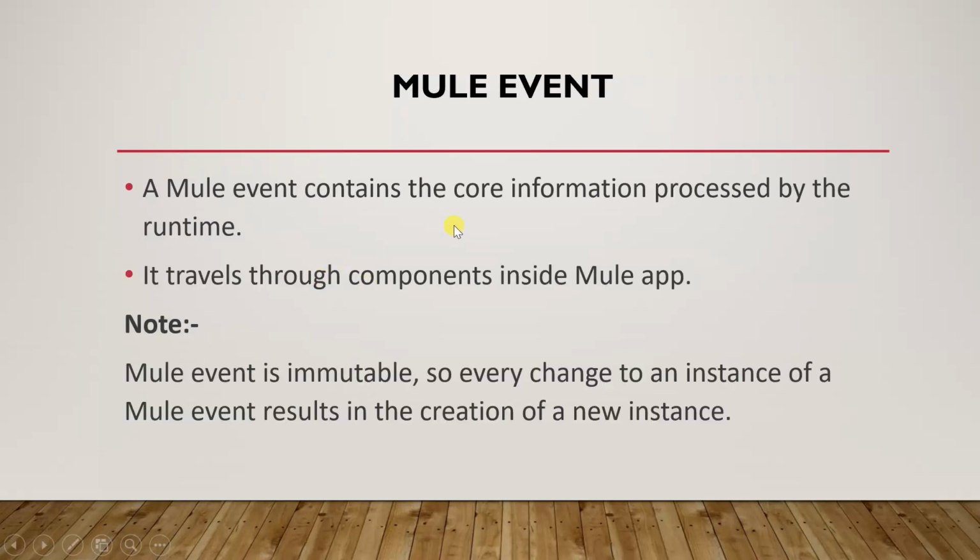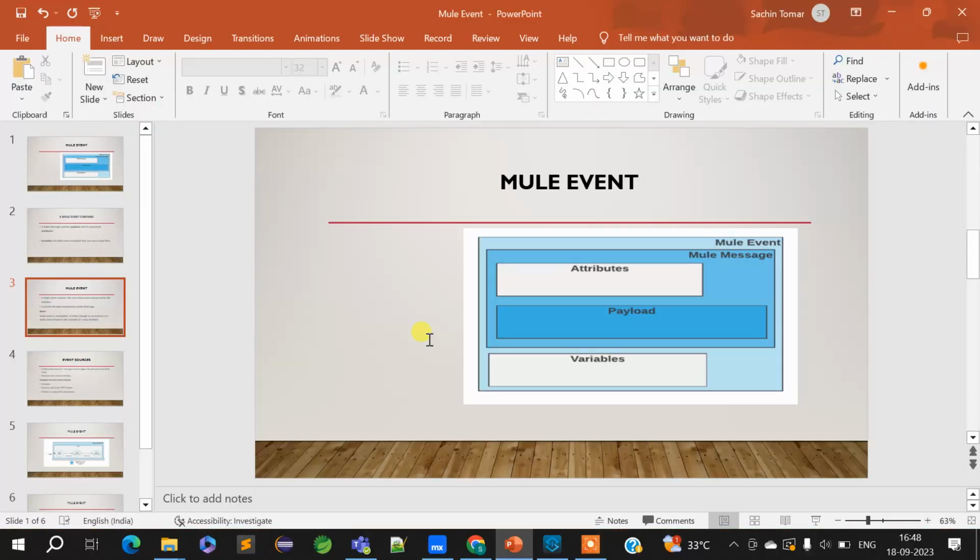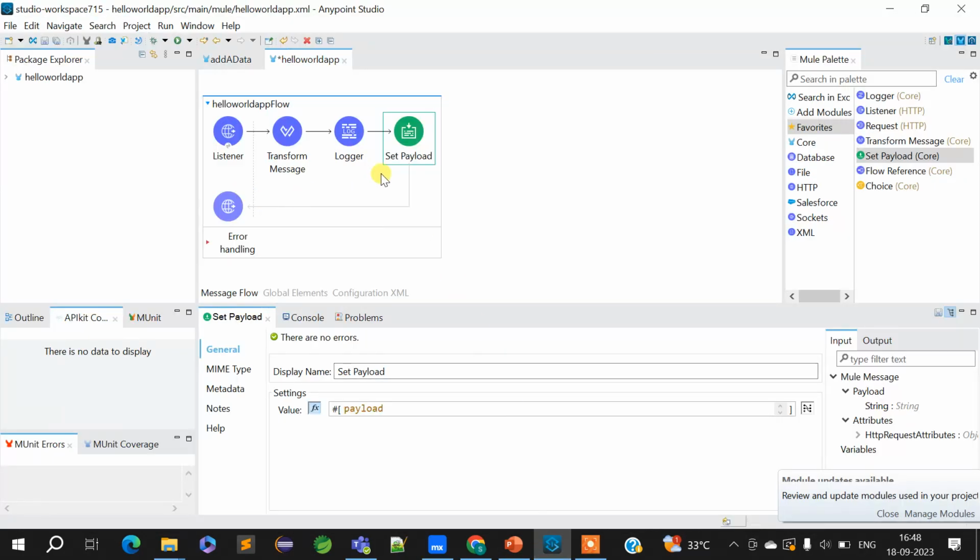A Mule event contains core information processed by the runtime, and it travels through components inside the Mule app. Basically, our Mule event contains the information that is processed by the Mule components inside our Mule app. Let me show you. As you can see in this application, there is a flow containing some Mule components. Through these components our Mule event travels, and these components are responsible for processing the Mule event.